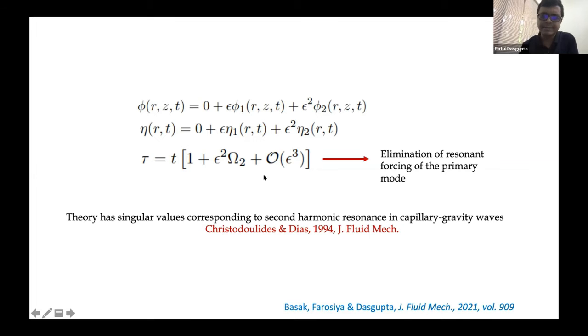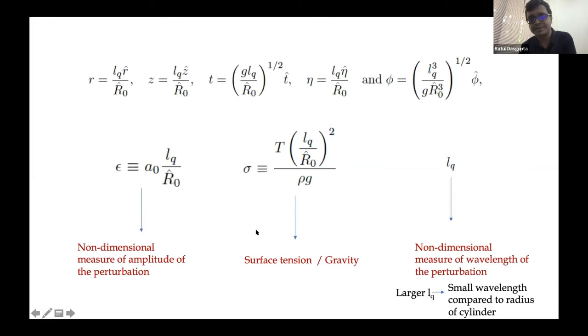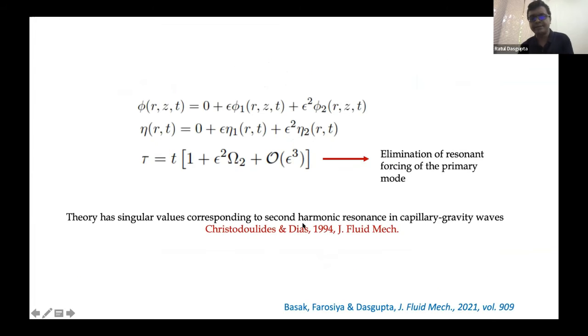Now, our detail here is that this theory, the second order theory, will actually do this up to order epsilon squared. The second order theory actually gives us some singular values. This theory is singular for certain values of sigma. Sigma, remember, is the ratio of surface tension to gravity. This is not so important as far as the mechanics of these dimples are concerned, but I just want to mention that these singularities come from second harmonic resonance for capillary gravity waves.